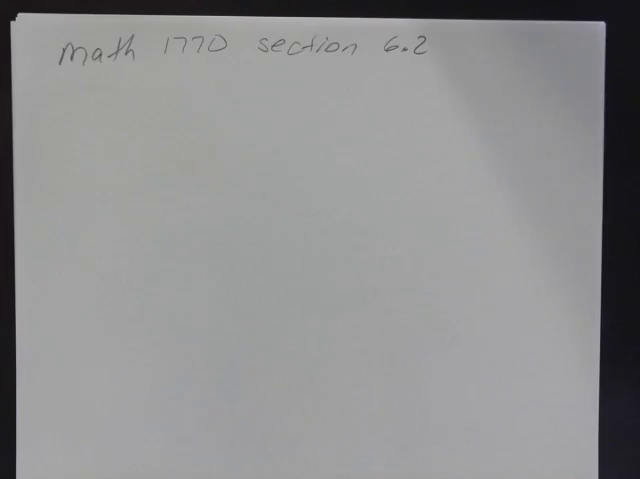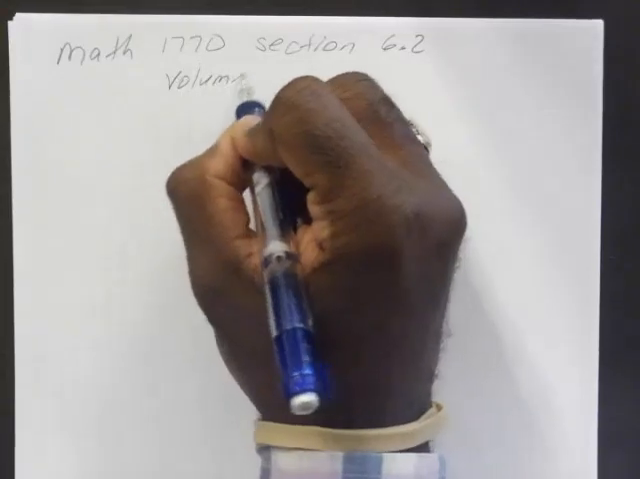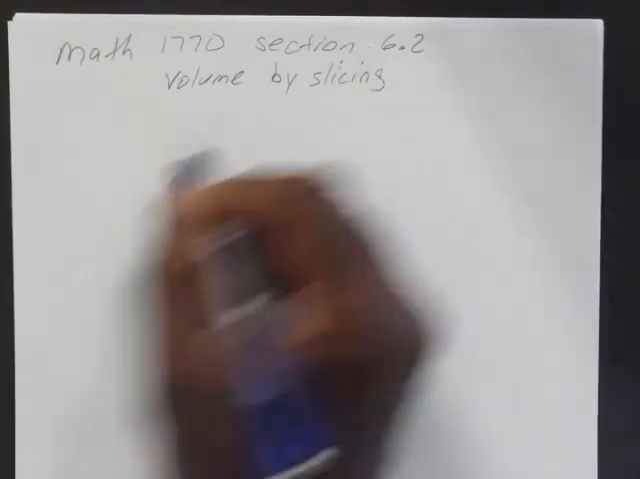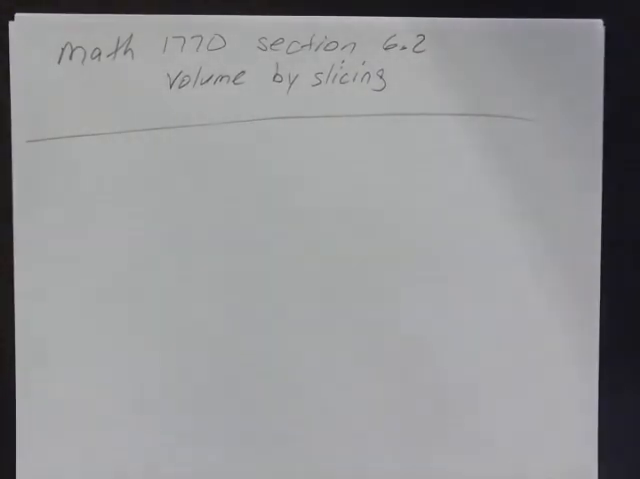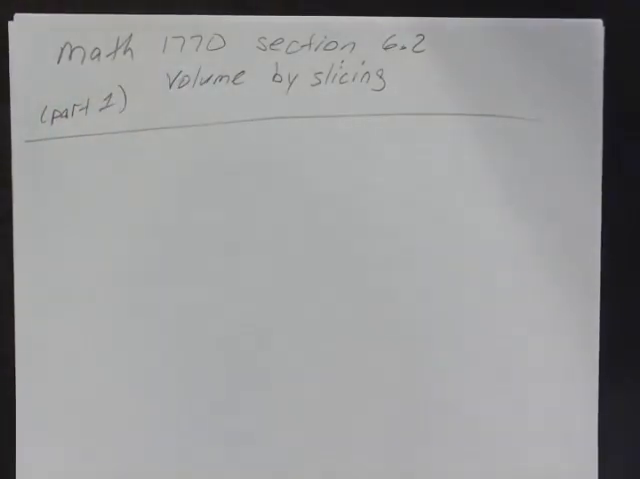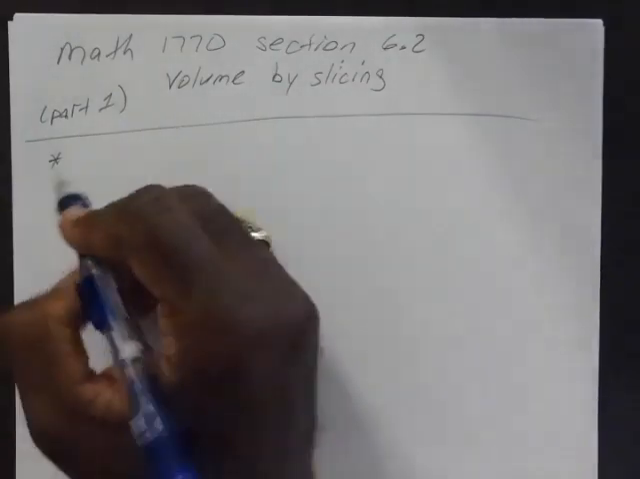All right. So today we are going to look over finding the volume by slicing. And it's kind of in three parts. So this is part one. So let's say you wanted to find the volume of a rectangular building.